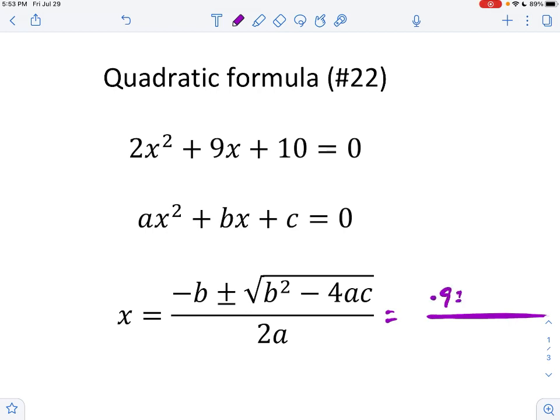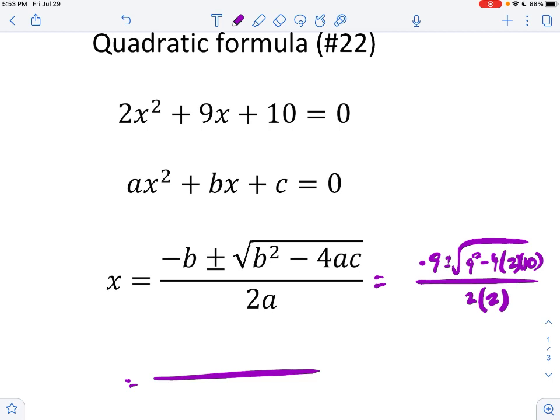So -9 plus or minus the square root of b squared, which is 9 squared minus 4 times 2 times 10, divided by 2 times 2. We end up getting -9 plus or minus the square root of 9 squared, which is 81, minus 4 times 2 times 10. So 81 minus 4 times 2 times 10 is 1, and the square root of 1 is just going to be equal to 1, divided by 4. So we get -9 minus 1 over 4, and -9 plus 1 over 4. Those are our two answers.